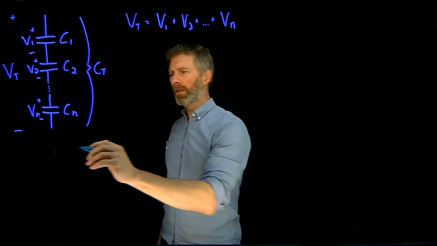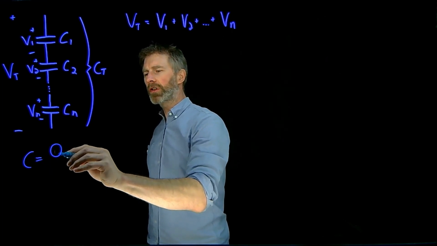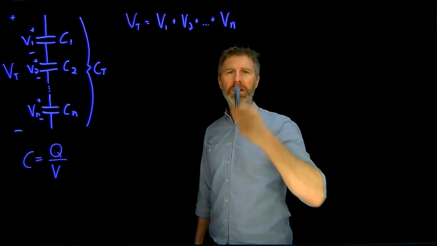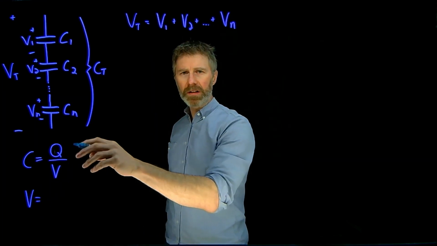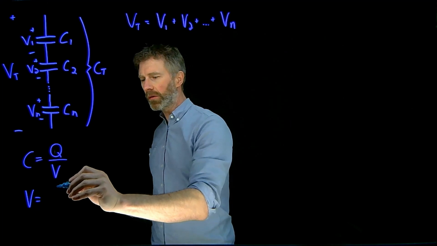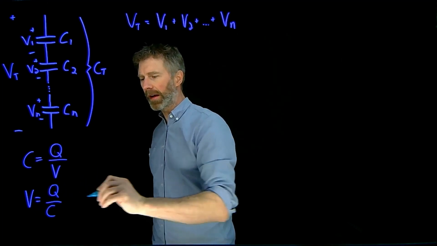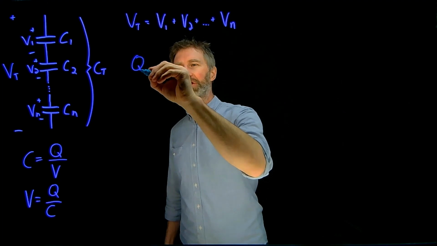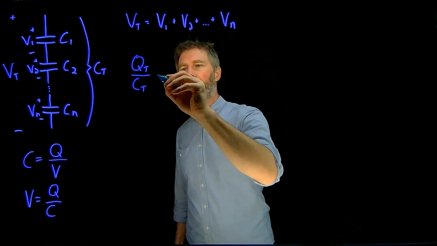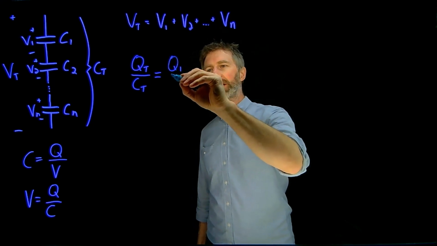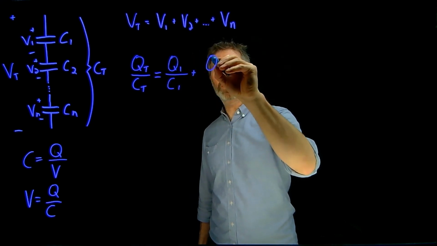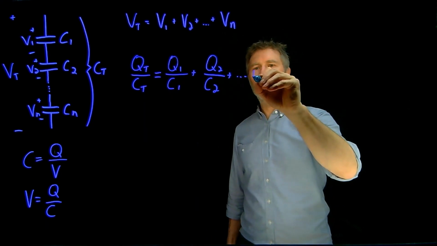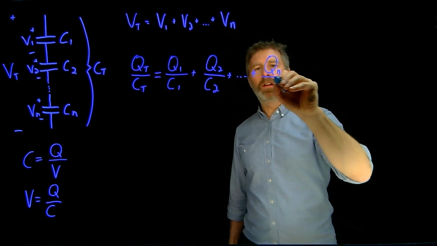Something else that we know: capacitance is equal to the charge stored on a capacitor per volt. We've got an equation in terms of volts here, and if we rearrange the capacitance equation in terms of volts, we get V is equal to charge divided by capacitance. Now if we plug this in for each one of these individual voltages, we get the total charge divided by the total capacitance is equal to the charge on capacitor 1 divided by its capacitance, plus the charge on capacitor 2 divided by its capacitance, plus the same thing for all those other capacitors, plus finally the charge on capacitor n divided by its capacitance.